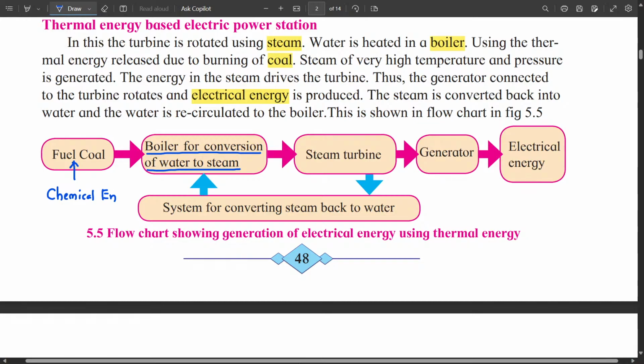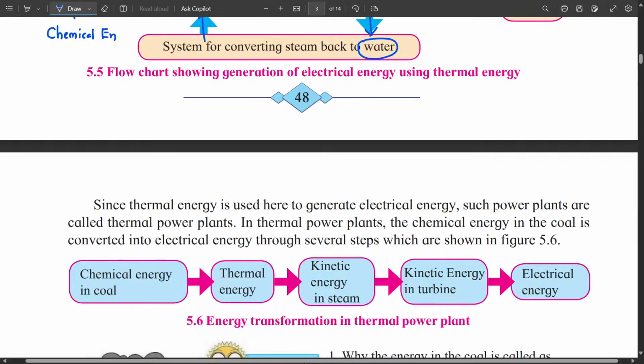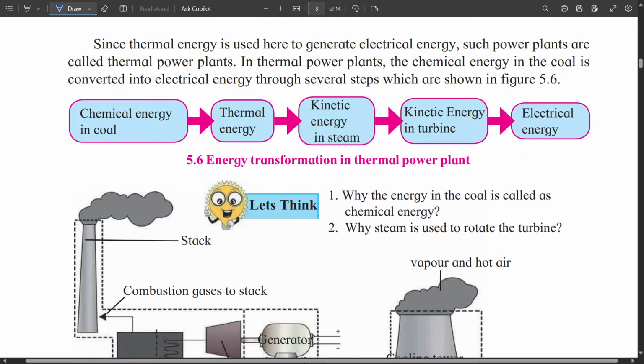Then that hot and high pressure steam drives the steam turbine, which also rotates the generator, and ultimately electric energy is produced. After the turbine is rotated by the steam, steam is cooled back and is then again converted into water. Again it is given to the boiler. So this cycle continues and electric energy is generated. Since thermal energy is used here to generate electric energy, such power plants are called thermal power plants.